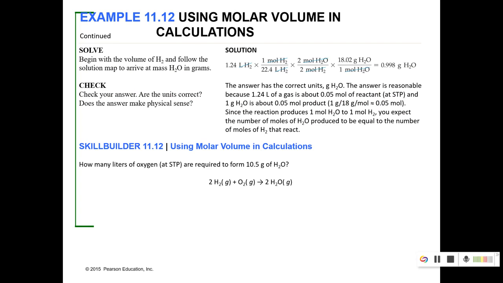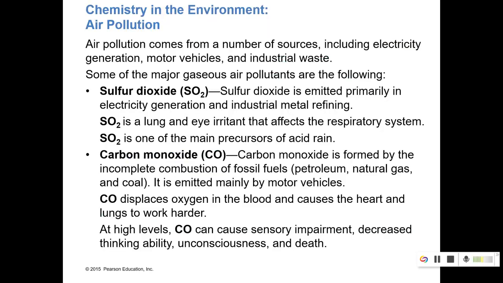Okay, here's another one. How many liters of oxygen? This is going the opposite direction. You should be able to handle that. All I did was add that 1 mole is equal to 22.4 liters as a conversion factor. Instead of just grams and moles or a mole ratio being a conversion factor, we can also use liters at STP for moles.